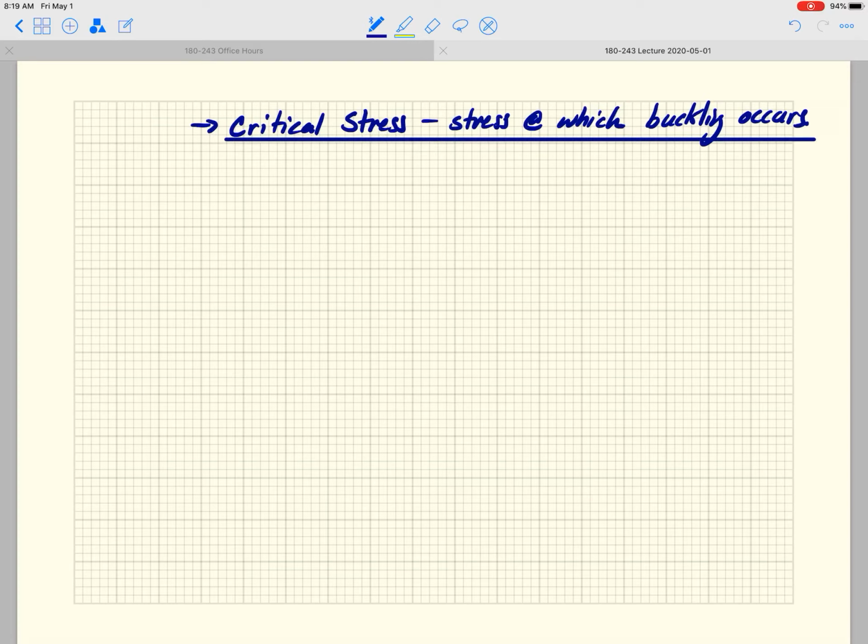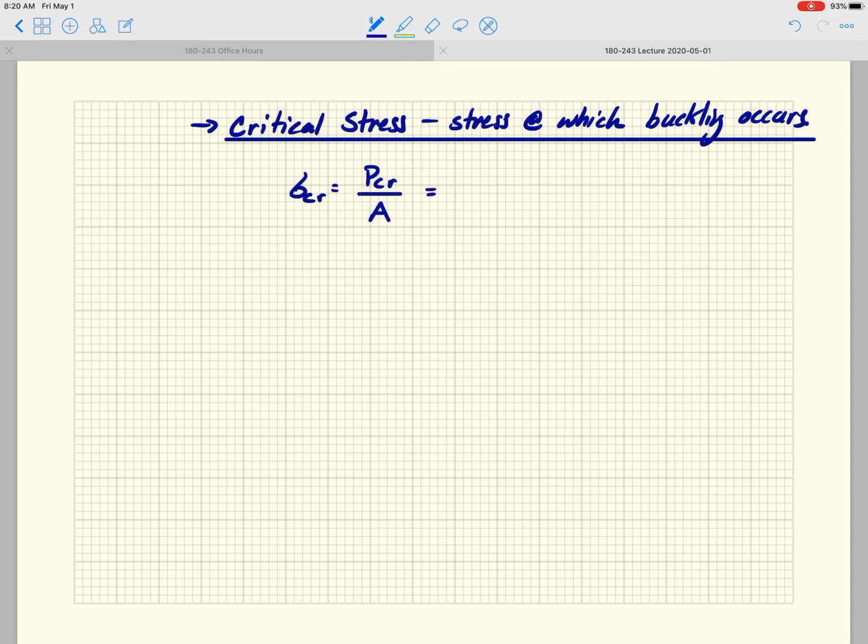So what we've done so far is we've calculated P critical. That would be the force at which buckling occurs, right? So what I want to do here, and there's nothing magical or terribly confusing about this, is that sigma critical, the stress at which buckling occurs, is just the P critical divided by the cross-sectional area, right?